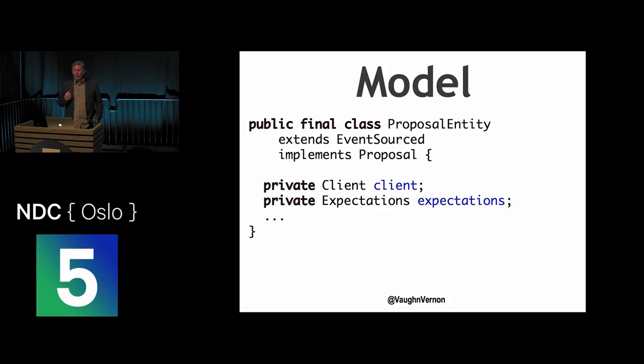So how do we do that? Here we have this proposal entity. Notice that internally it's called a proposal entity because it is an entity, but the client only knows about the proposal itself. That's the protocol that it's using. So it's an interface. And this happens to be an event-sourced proposal, so this entity is event-sourced.